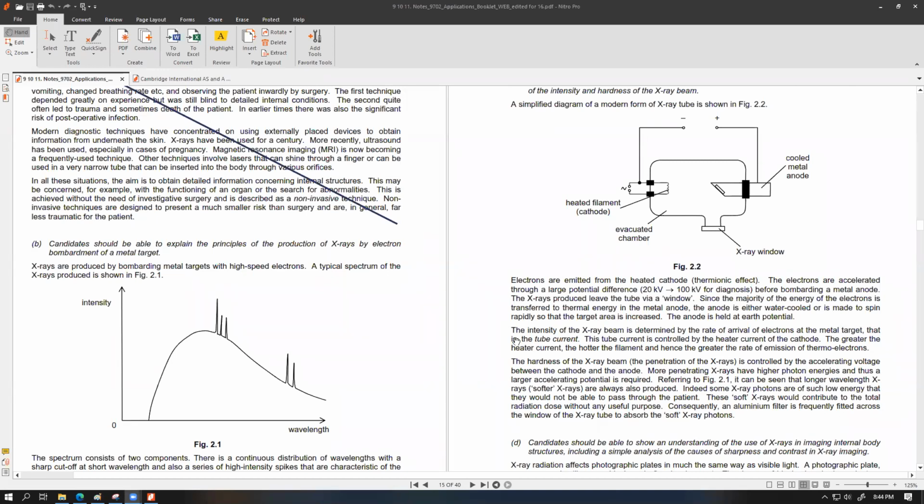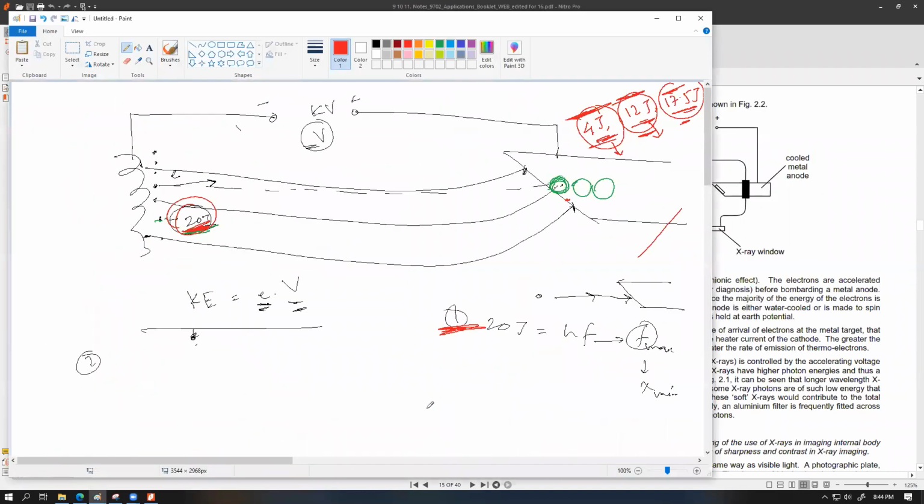You are not going to have any photon available out of your setup which has an energy of more than 20 joules. The maximum X-ray photon energy that you could possibly get out of this setup is 20 joules.